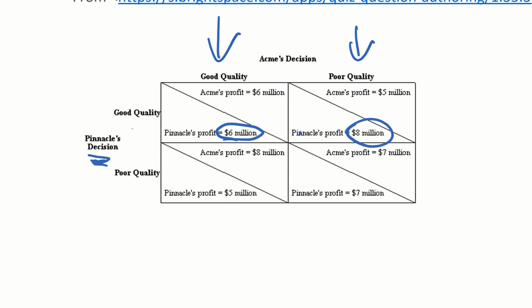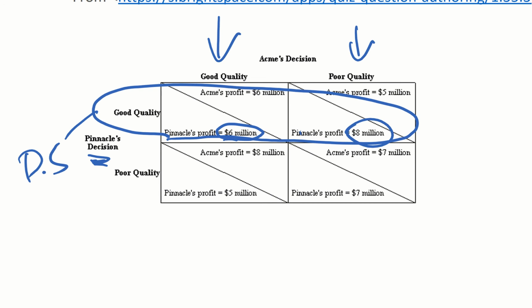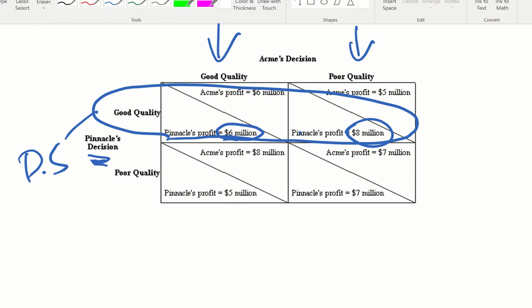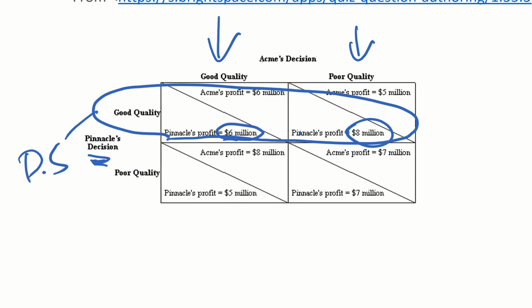Now notice how this 2 information is overlapping for both on good quality. So this is the dominant strategy for Pinnacle. It doesn't matter what Acme does, Pinnacle chooses good quality. And then if you reverse it, do the one for Acme, with a different color. Alright, so if Pinnacle chooses good quality, what should Acme do? If Acme chooses good, that's a $6 million profit. To choose poor, it's a $5 million profit.